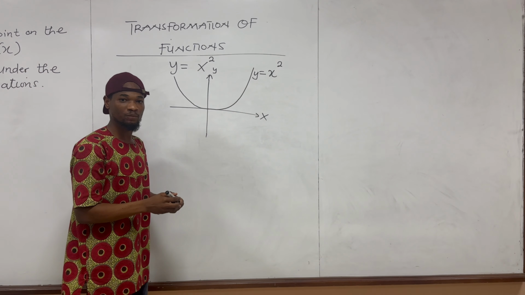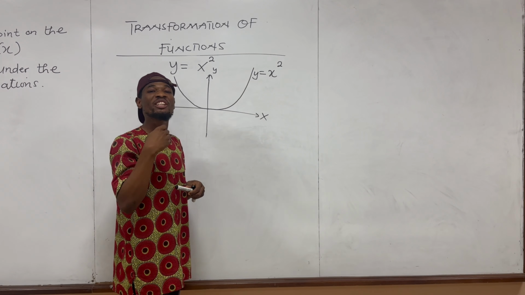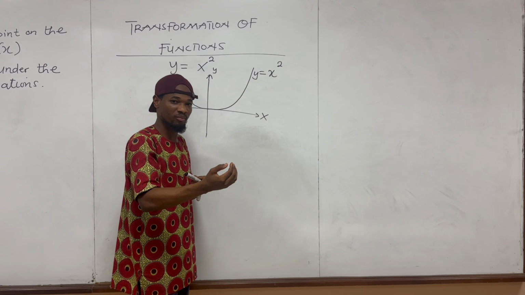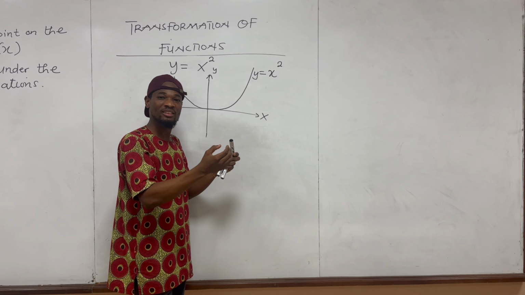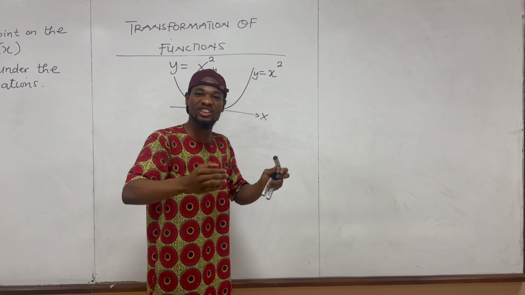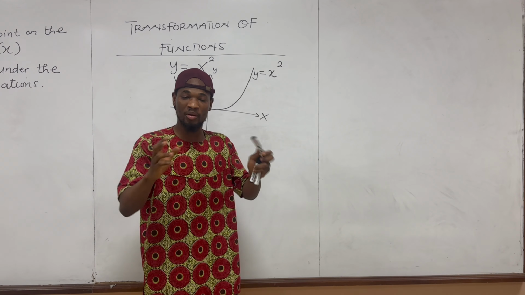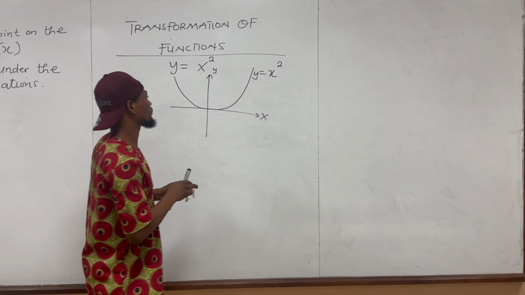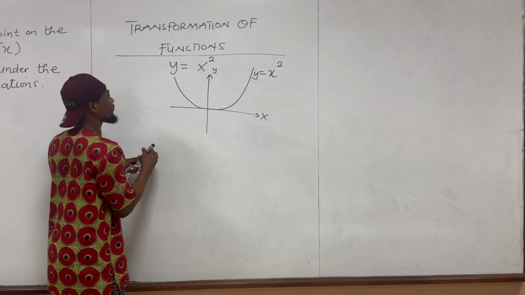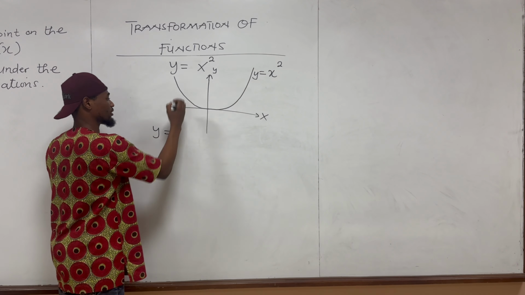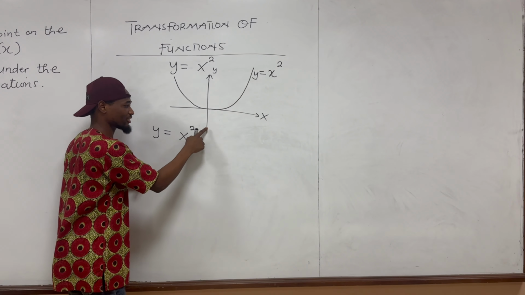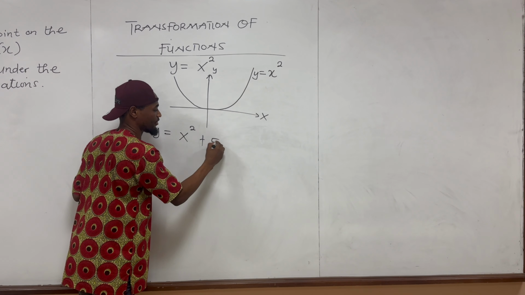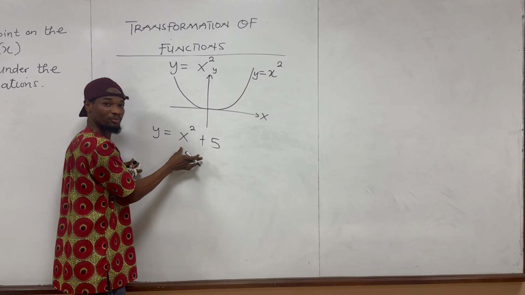Now, when I add certain units or magnitude to this, that calls for transformation. We have the original function and we've done something to it, changing its form. That is what we mean by transformation of functions. So if I have y equals x squared plus 3, or let's say plus 5, any magnitude at all.